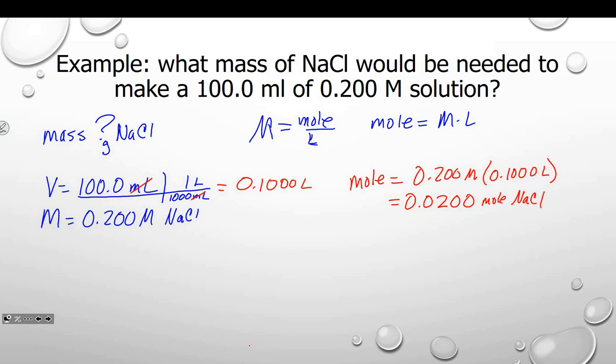So, at this point, I need something else. What do I need? I need grams. So, I need to add up the molar mass of it, right? So, I'm going to come over here. Sodium was 22.990. Somebody double check me? Okay. And chlorine, 35.45. It actually has a 3 on it if you go to 5 significance figures. I know we don't have it up here on the board, but that's what it is.